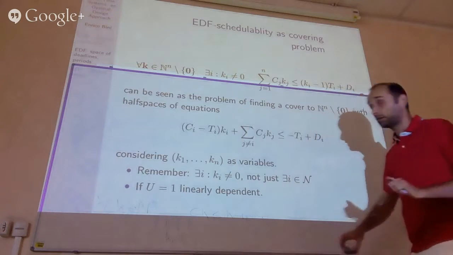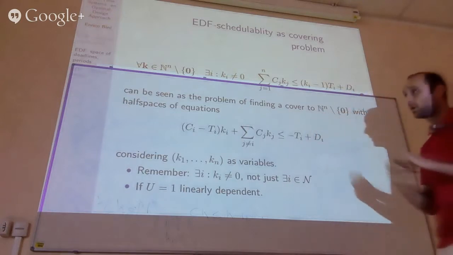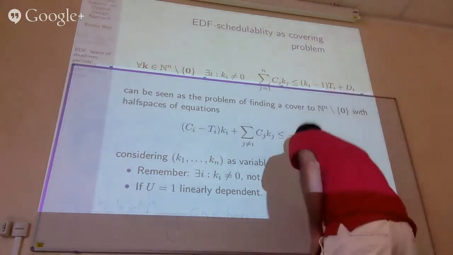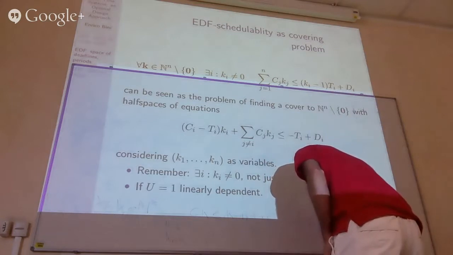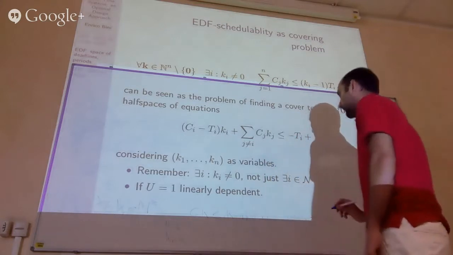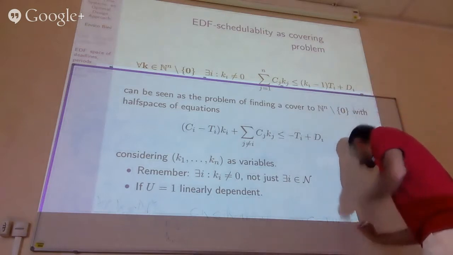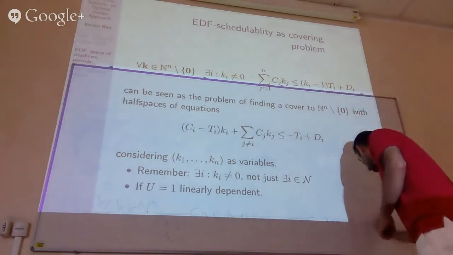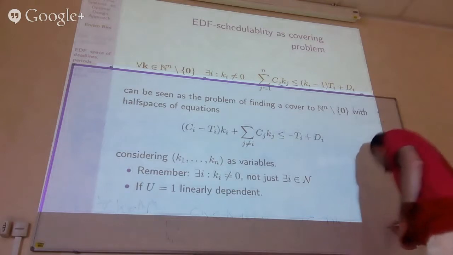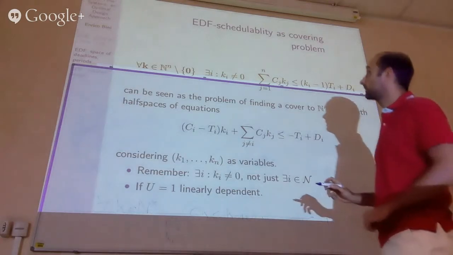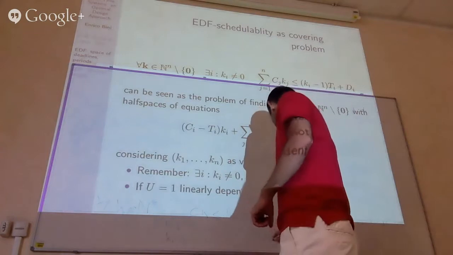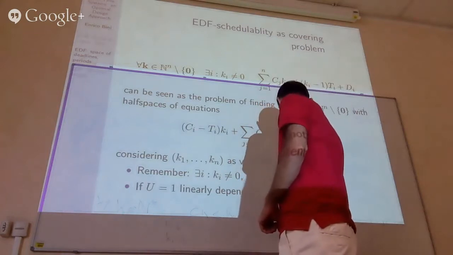Let's see. Equal to pi. One second. So we have only one task, right? Yeah. So we have no I anymore. C minus t times k. We have no I. So it's less or equal than what? Than minus t plus d. Plus d. Okay, and you want this to be true for all k.